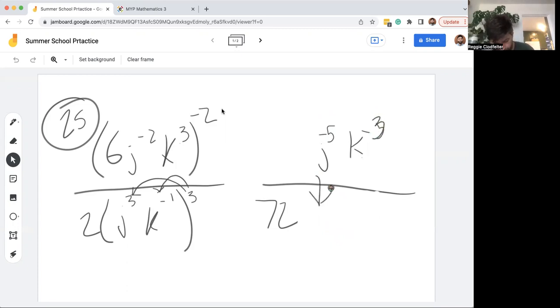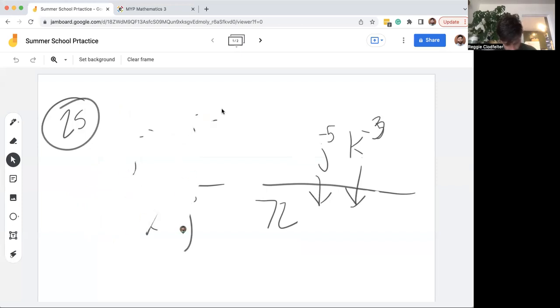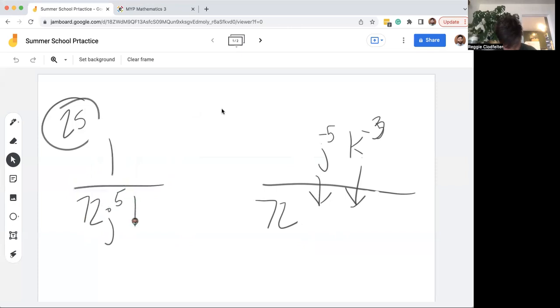To make them positive, I'm going to move them to the bottom. And then I'd have nothing on my numerator. So when you have nothing on your numerator, you put a 1 there. So I've got 1 over, let me erase everything, clear this out. So this is the left part of that problem. We've got 1 over 72 times j to the 5th, k to the 3rd.